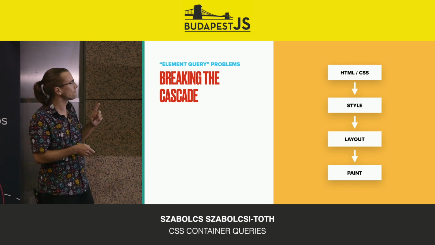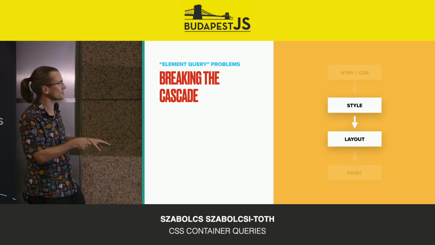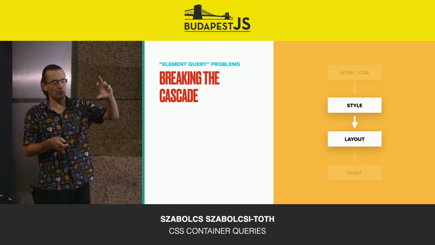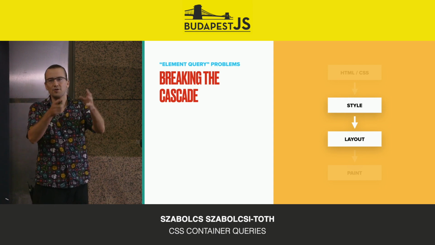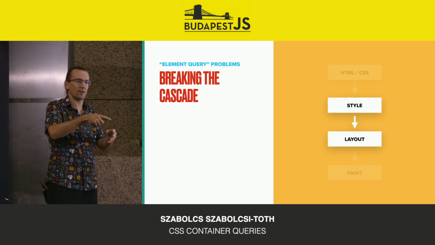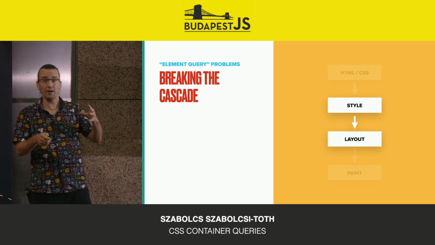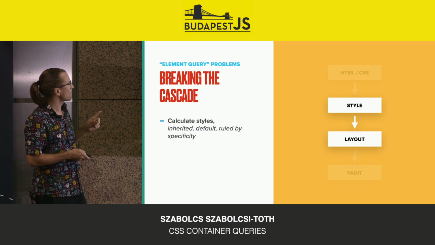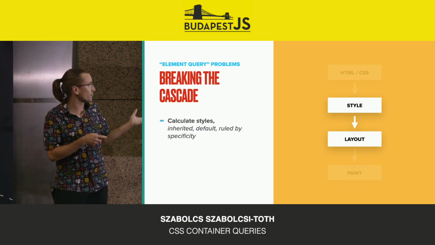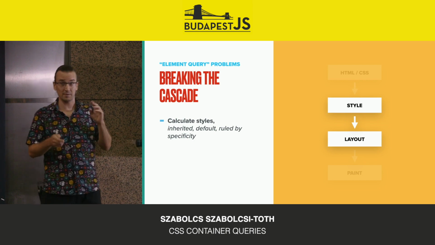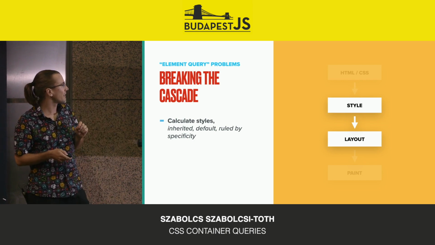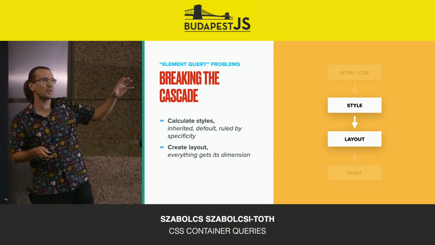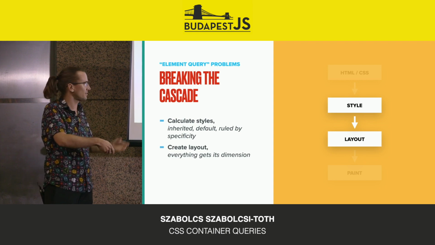Now, let's just focus on these first two parts. First we calculate the style, meaning that if I have a rule which should be something and it has children which inherit some CSS rules from there and so on, then I try to calculate all the sizes according to those rules. But let's say we have these styles calculated, inherited, ruled by specificity, and then we start to create a layout. And we have these rules that if it's this big, it should be something different, like the previous slide I showed you.